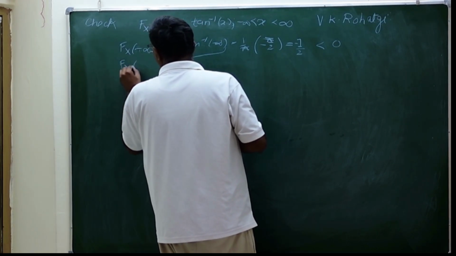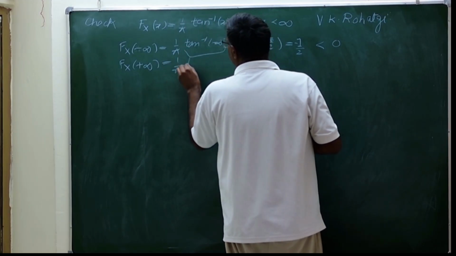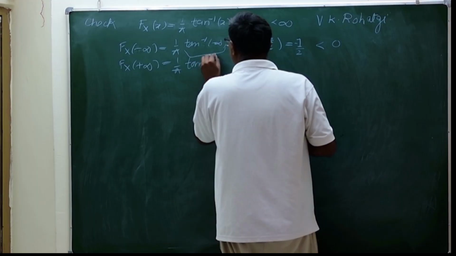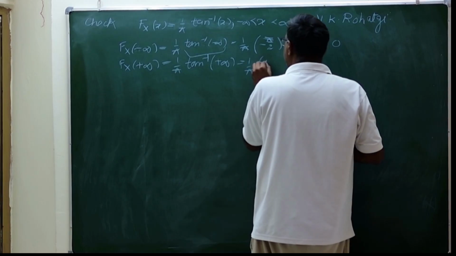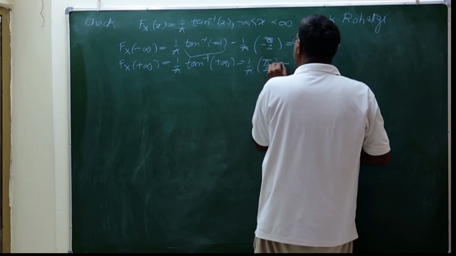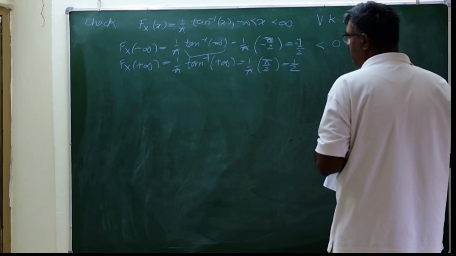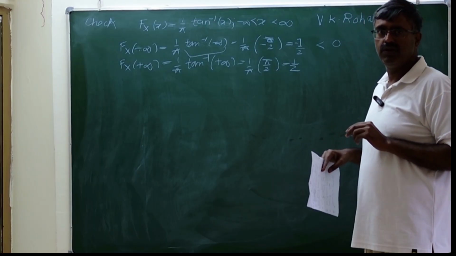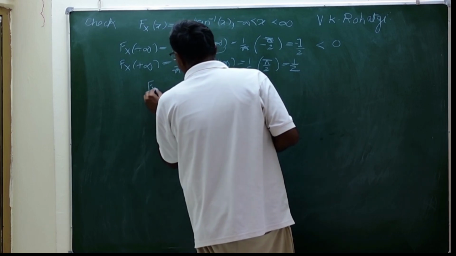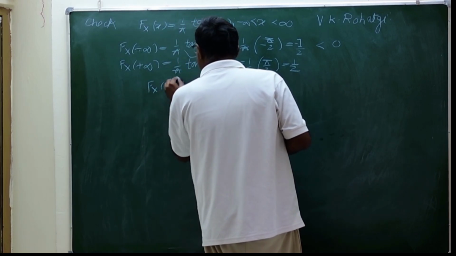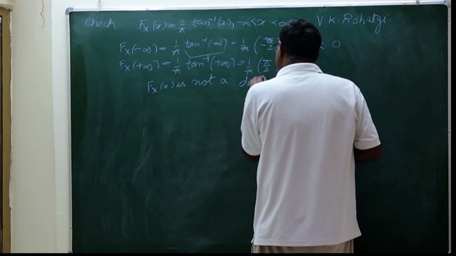Similarly, we see that F of x at plus infinity is 1 upon pi tan inverse of plus infinity, which is 1 over pi times pi by 2. So this is 1 by 2. So in either case, we are not getting the property of distribution function satisfied. So F of x is not a distribution function.